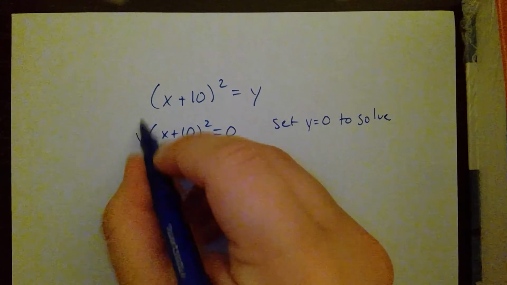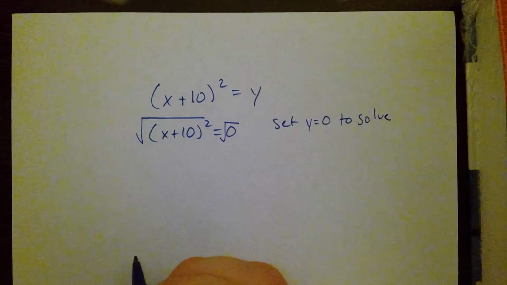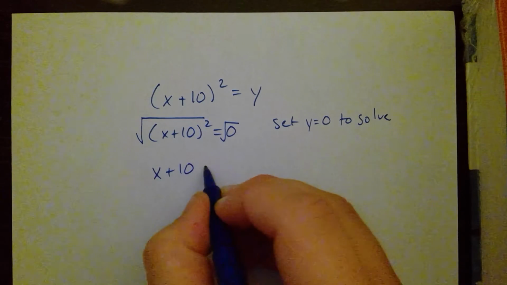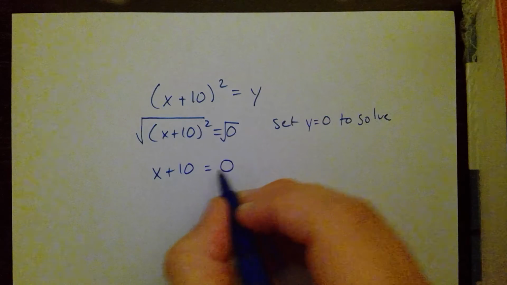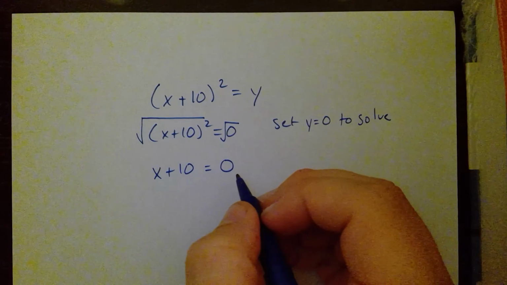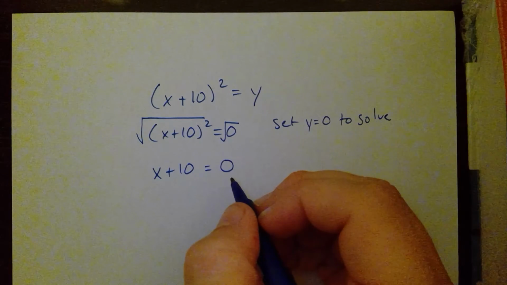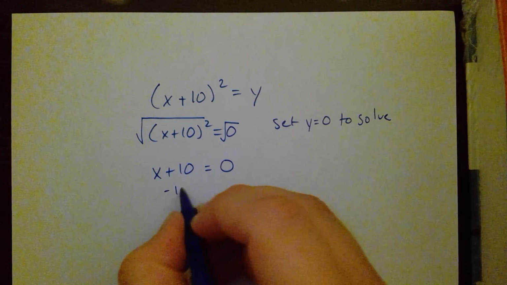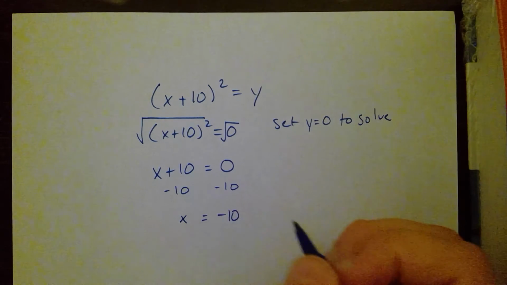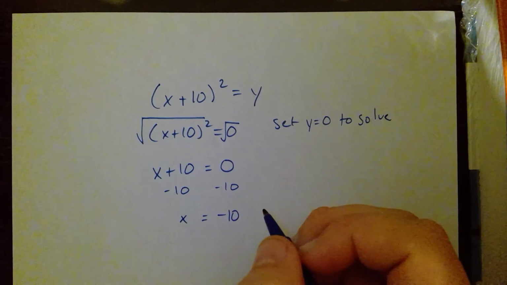Now we're going to square root. The square root of x plus 10 squared is just x plus 10 equals 0. We can't have plus or minus 0. There's no such thing as negative 0, at least we're not going to talk about negative 0. So we're going to subtract 10, and x equals negative 10. We only have one solution.